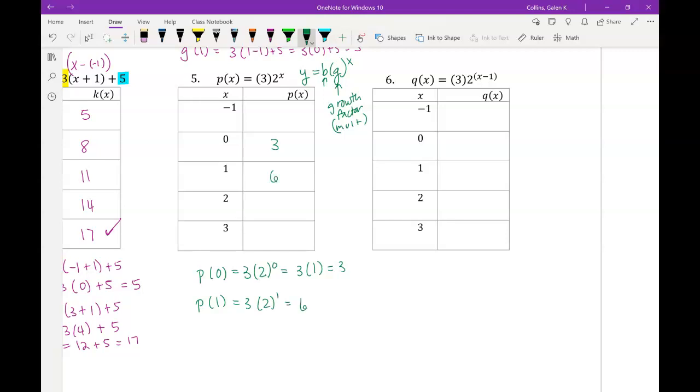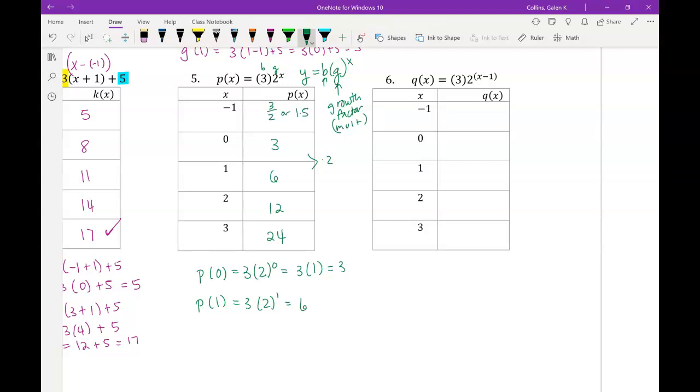But what I'll observe is that this gives me my y-intercept. This number with the exponent tells me by how much I'm growing. And so I'll see a multiplication pattern of 2 here. So that means if I continue as x increases by 1, I should get 12 and then 24. And then if I work backwards, 3 divided by 2 is 3/2, or you could put 1.5 there if you prefer decimals.